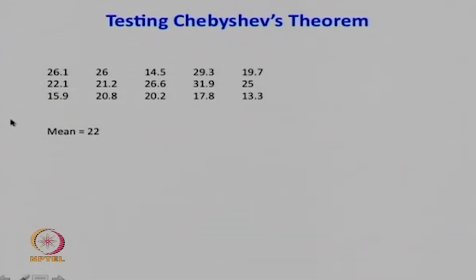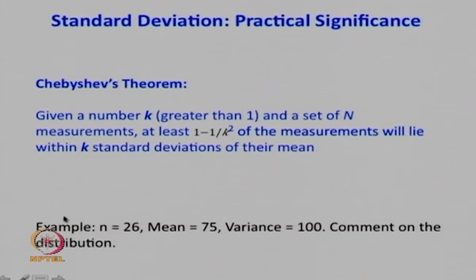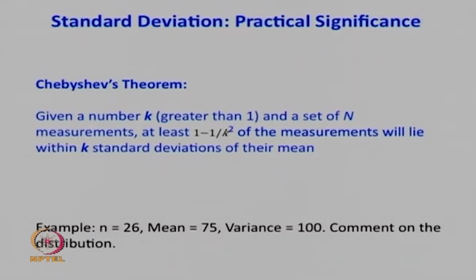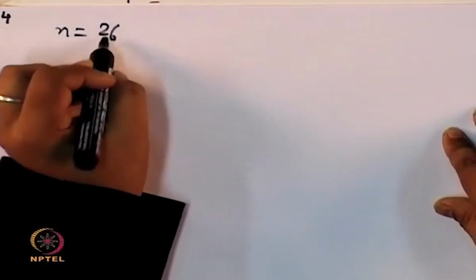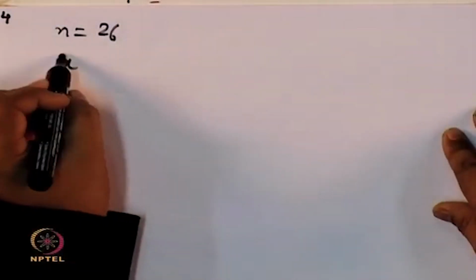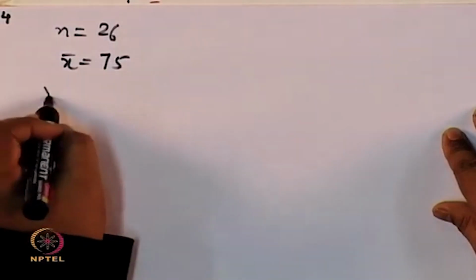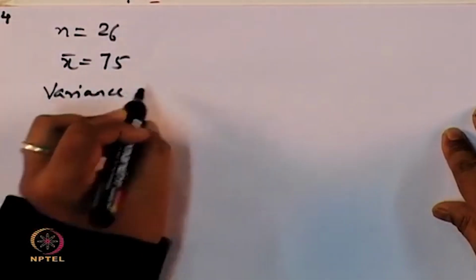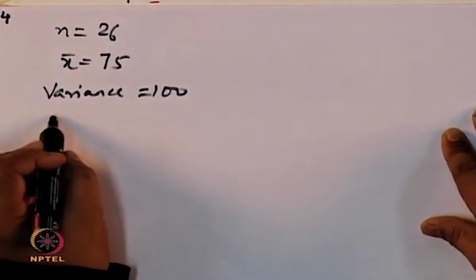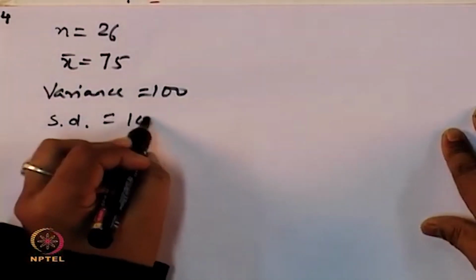So, you have these values, 26.1, 26, 14.5, 29.3. Before we go on, I think I skipped this example, so let us come to it. Imagine you have 26 observations and the mean of the population is 75. So, n is equal to 26, x bar is equal to 75, and variance is equal to 100. So, standard deviation is equal to 10.